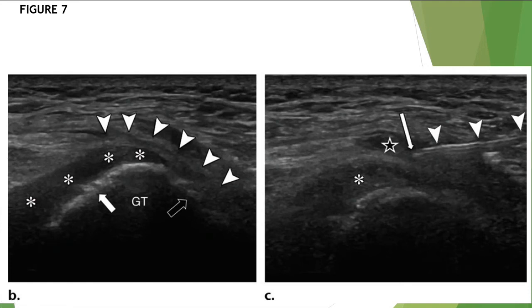Here we have another image which is transverse. It's showing the needle in the arrowheads with its tip marked by the arrow in the greater trochanteric bursa, overlying the distal gluteus medius tendon marked by the asterisk again, and the bursa is now distended, so you have an anechoic injectate here, which is marked by the star.